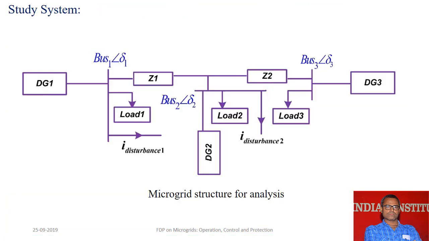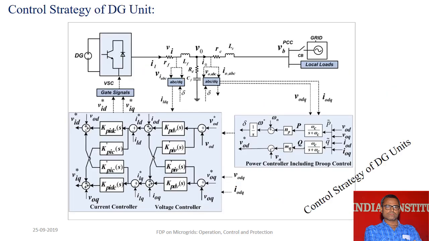So this is the steady state system which is considered here. We have 3 DGs, as you can see. Those are the inverter based DGs, the DC generators you can say, or the energy storage device or the solar system, which is connected to the microgrid through inverters, right? And these are the buses, the transmission lines, and there are certain loads at each of the buses: load 1, load 2, load 3. This is the structure considered for the small signal analysis.